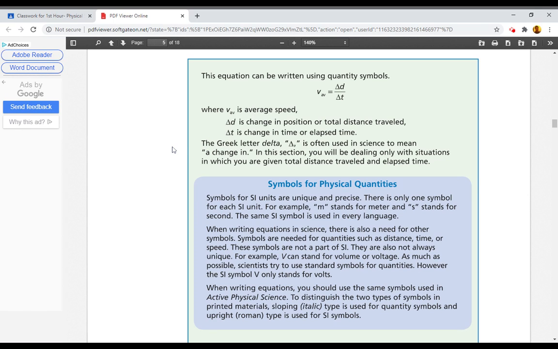The Greek letter delta is often used in science to mean a change in. In this section, you will be dealing only with situations in which you are given total distance traveled and elapsed time. So it's speed equals distance over time, or speed equals distance divided by time.